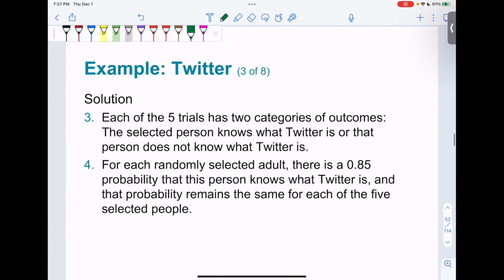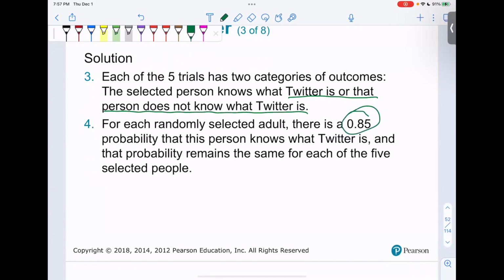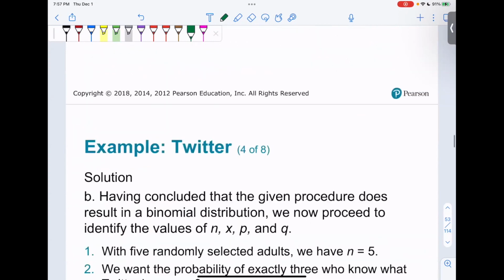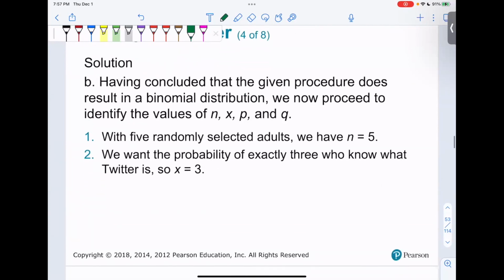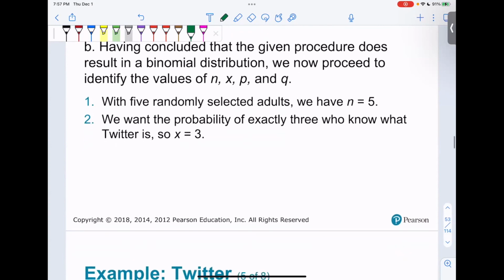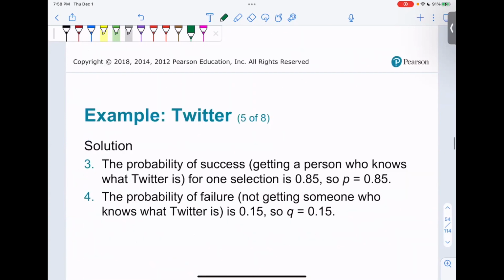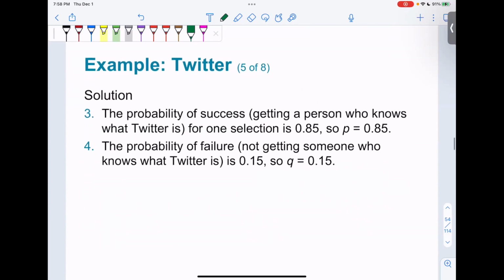And then the third one, we said yes or no, right? If he does know or doesn't. And then the fourth one, the probability 0.85 is constant from trial to trial. And then the second one, which is n equals 5, x equals 3, and then q equals 0.15. And we did those, right?